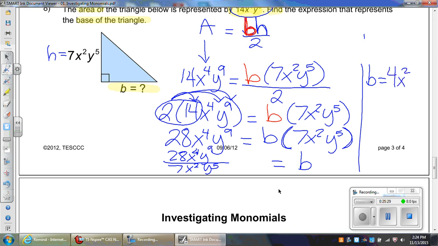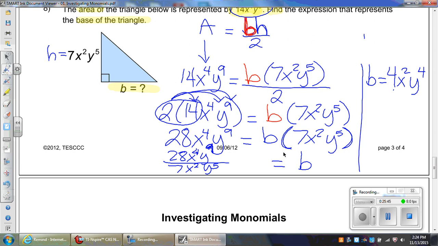4x2, very good. So you divide 28 over 7 is 4. The x's you subtract, and the y to what power? We had y to the 9, 4. So you divide the coefficients, subtract the exponents.